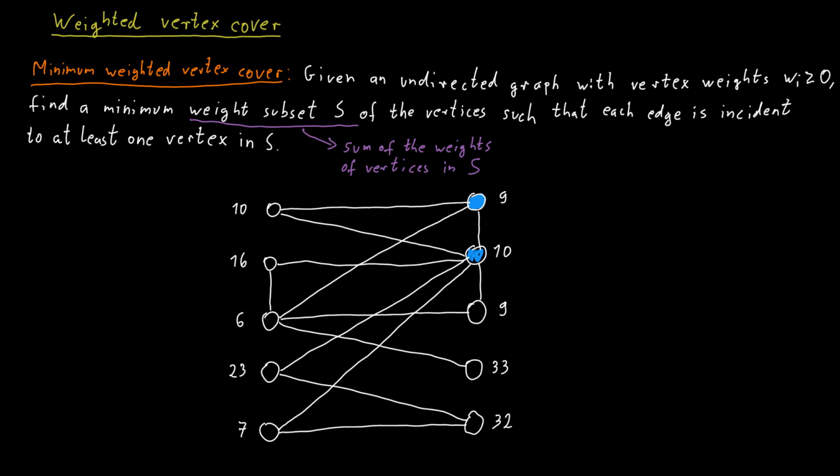And we can find a vertex cover of weight 55 here. And you can check that indeed this is a vertex cover, so every edge has one endpoint that has been selected, or maybe even both endpoints.